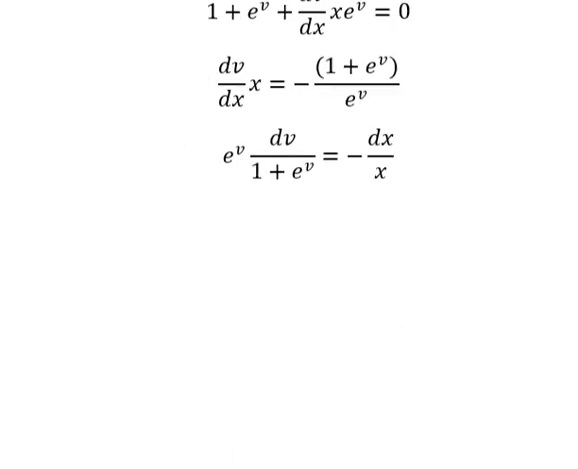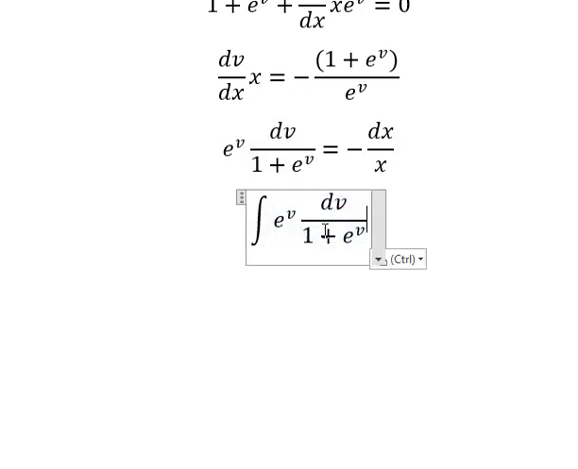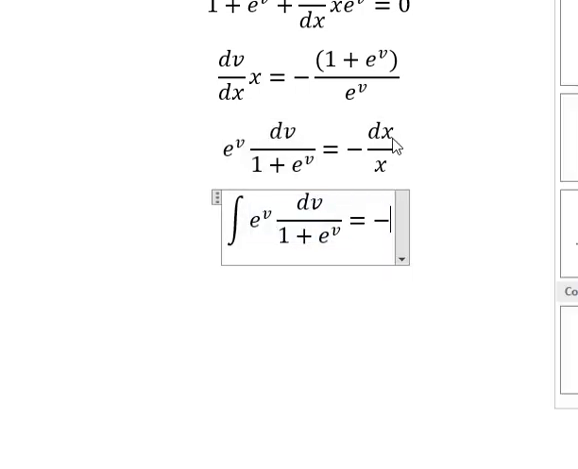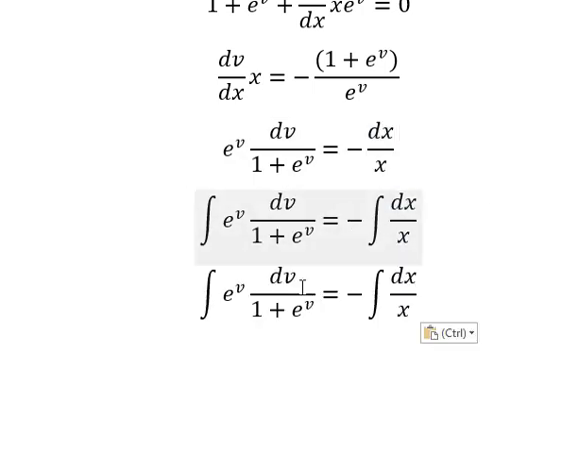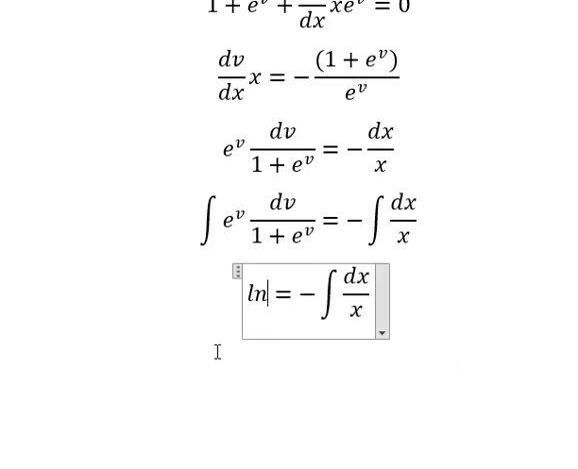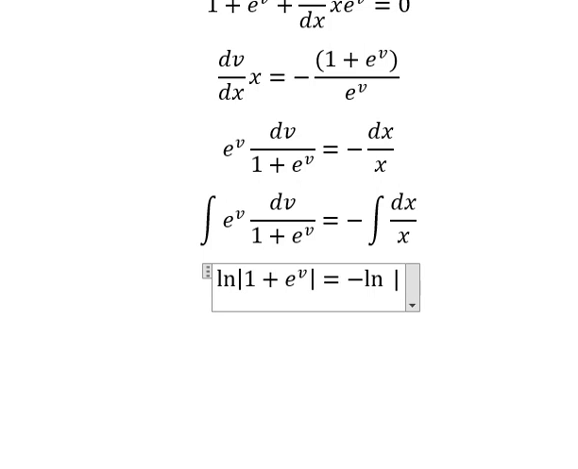Next, we can put the integration for both sides. So the integration of this one, we have Ln of the absolute value of 1 plus e to the power of v. The integration of this one, we have Ln of the absolute value of x, and I will put plus c.